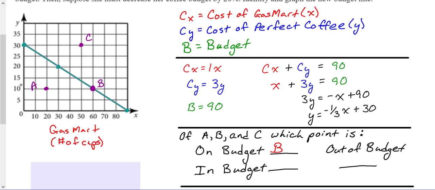Now, in budget, think about it. We said it has to be $90 or less. So that means to be in budget, it has to be below the line. Okay? So that means this is all in budget. So we look for which is below the line, which is point A. So point A is in budget, and we actually have a little bit of extra money left over. And that leaves C, which is out of budget.